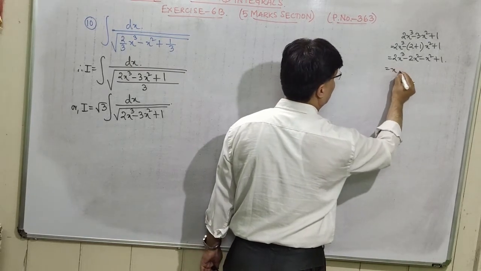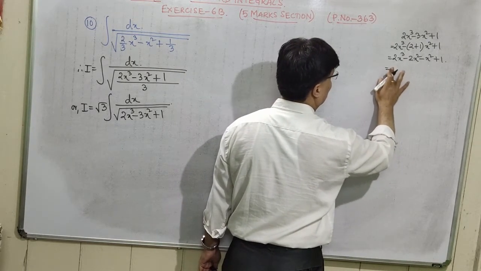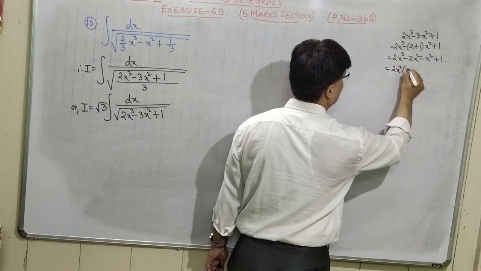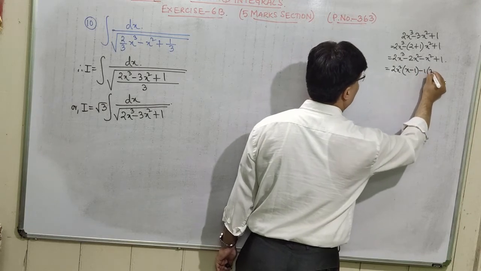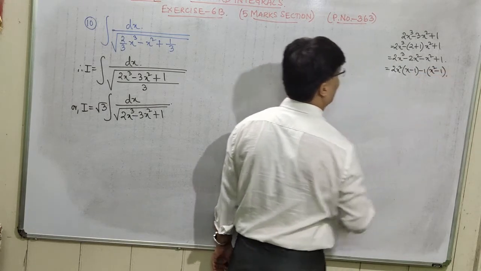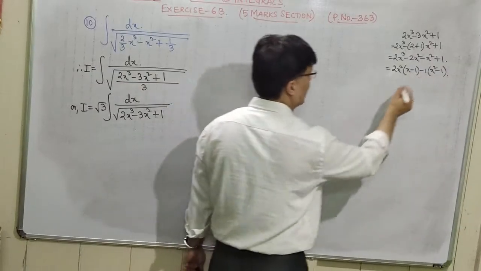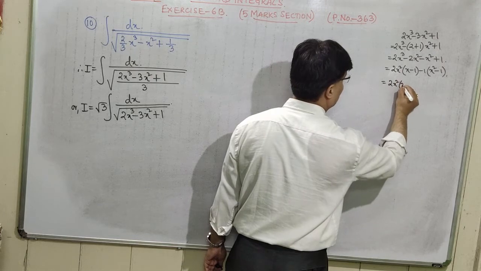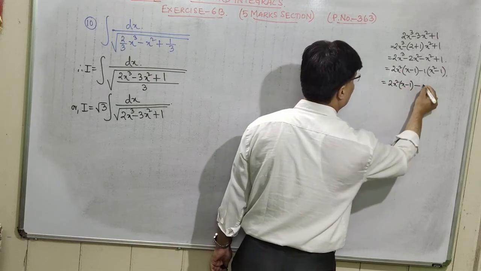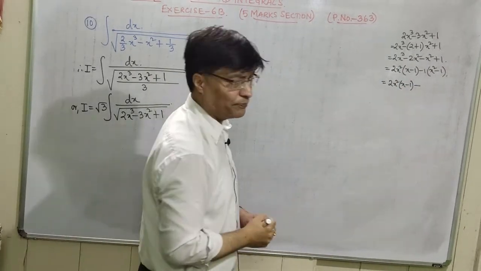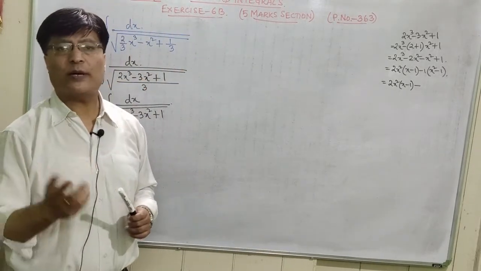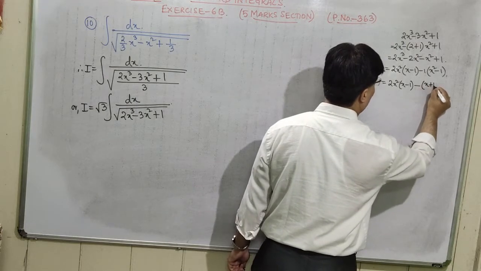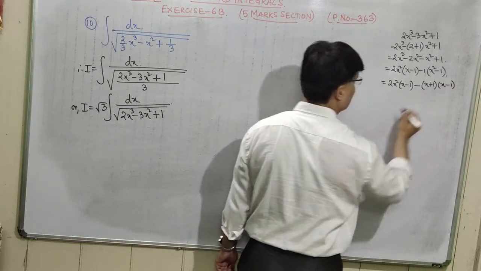So what is common out here? The common here is 2x square. 2x square is common, so it is x minus 1. Here minus 1 is common, so it is x square minus 1. Okay. So x square minus 1 also can be factorized. So it is 2x square into x minus 1 minus. So what is x square minus 1? We can use the formula of a square minus b square, which is a plus b into a minus b. So it is x plus 1 into x minus 1, right?